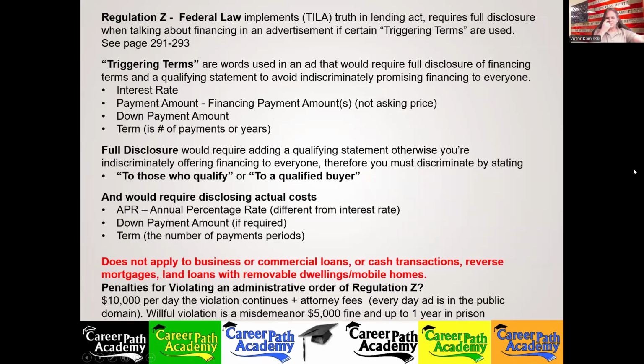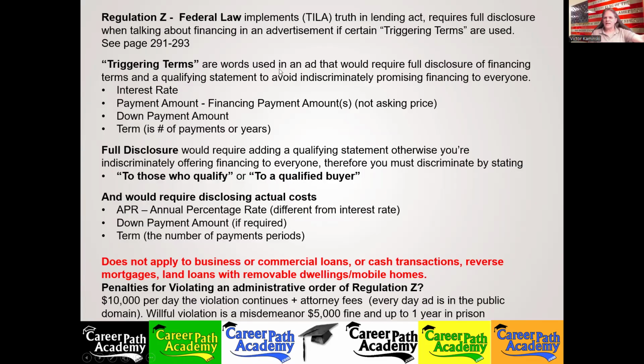And here's the slide I usually give to everybody to study as notes. It's everything you need to know about Regulation Z. So everything with a little bow on it right here. Regulation Z implements TILA, the Truth in Lending Act. It requires full disclosure when talking about financing in ads if certain words in the ad, which we call triggering terms, are used.